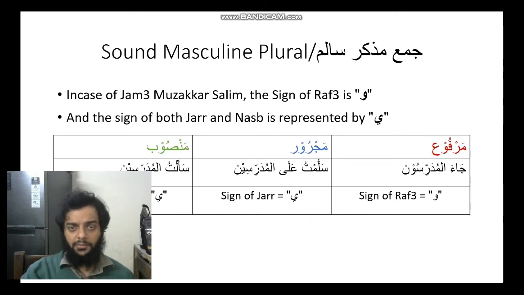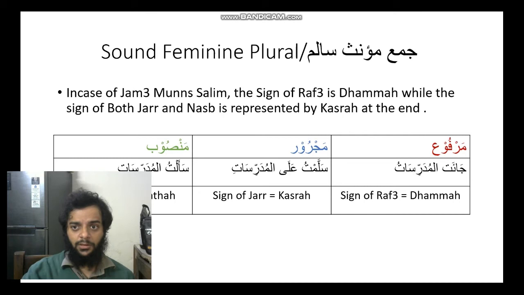Okay, so now the next part is sound feminine plural, that is Jama Muannas Salim. In case of Jama Muannas Salim, the sign of rafa is damma, which is the original sign, while the sign of both jar and nasab is represented by kasra at the end. So sound feminine plural can't have fatha at the end. It can't. So in case of nasab, we will give it a complementary kasra. For example, marfu, ja'at al mudarrisatu, the sign of rafa is damma. In case of majroor, sallamtu alal mudarrisati, the sign of jar is kasra.